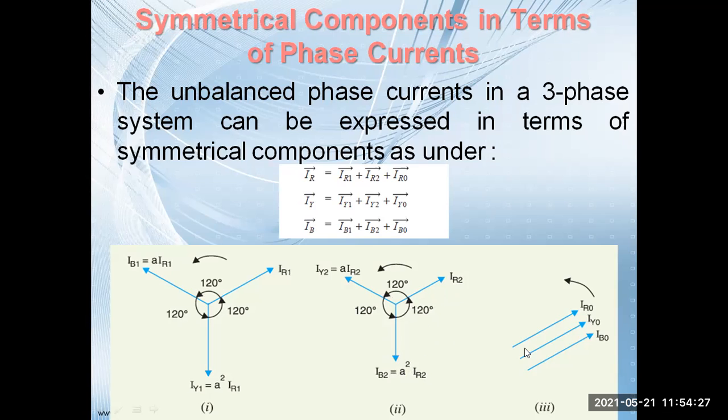Now the zero sequence component of current: IR0, IY0, and IB0 will be equal in magnitude, and their phases will be in parallel in nature. That means their mutual phase displacement will be equal to 0. This is the representation of the zero sequence component of current.